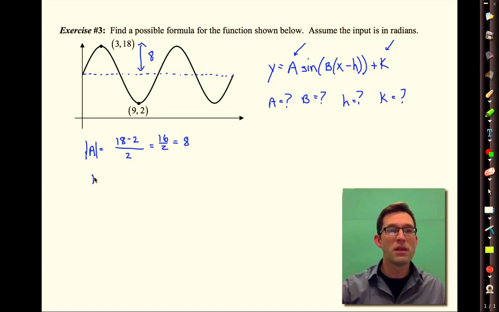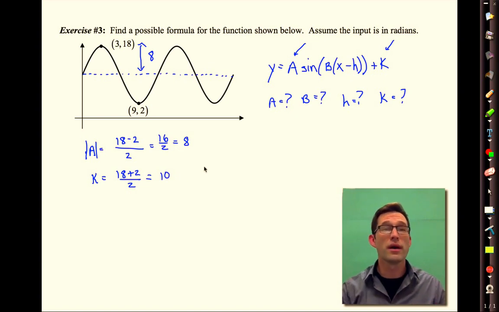All right, midline, that's going to be easy. Always the average of the peak and the lowest y values. That's 20 divided by 2. That gives me a vertical shift of 10. So those 2 are done. I'm not going to even worry about them. They're going to have no effect on the horizontal. But now let's think about the horizontal. Now, I always leave h for last.